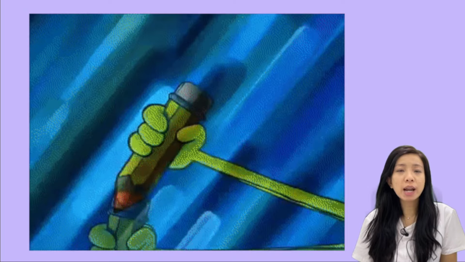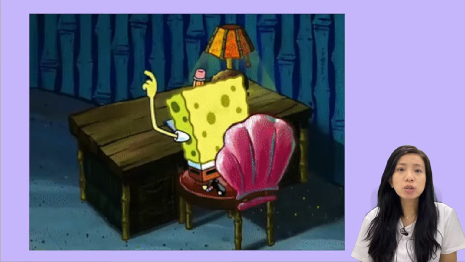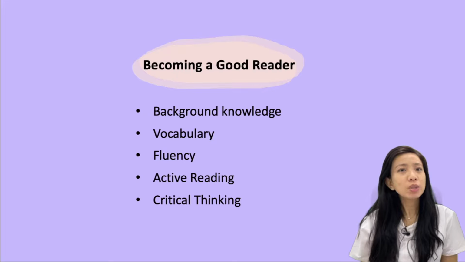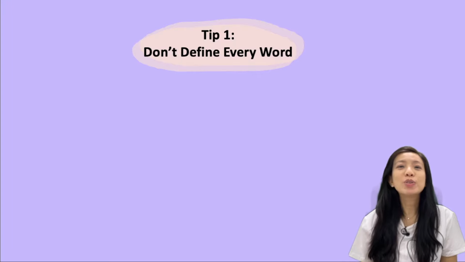So for example, you might ask yourself, why did the writer use this particular word? Or maybe, why did the writer write in this particular way? So these are 5 important aspects that you will need in order to become a good reader. And being a good reader doesn't happen overnight. This takes time, so don't give up and just keep practicing. So let's go into tip number 1.